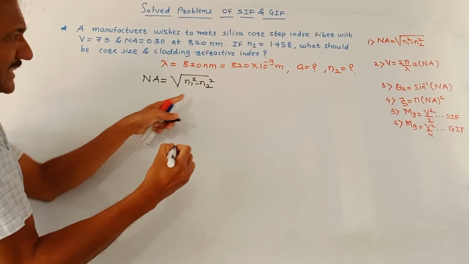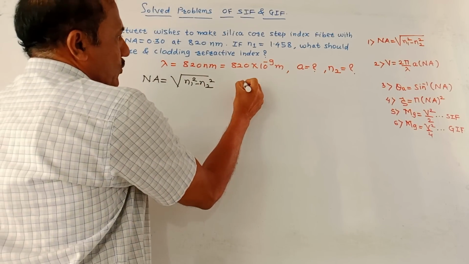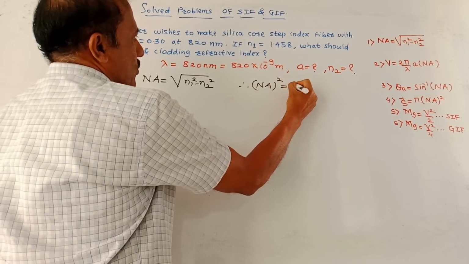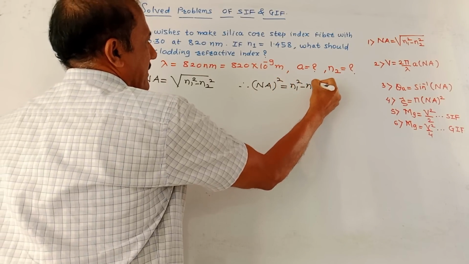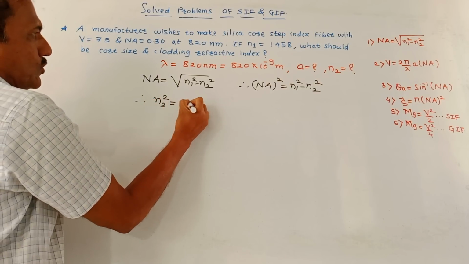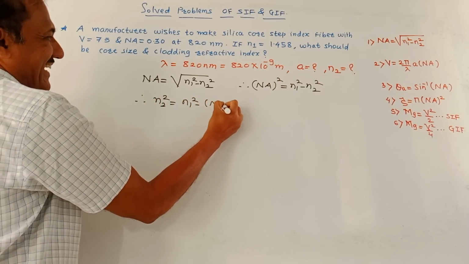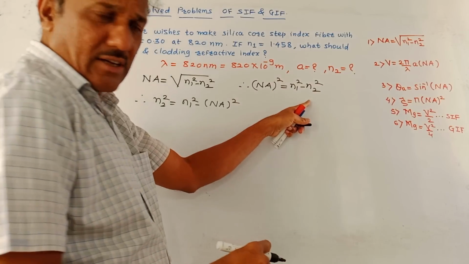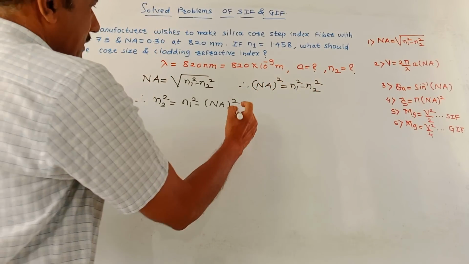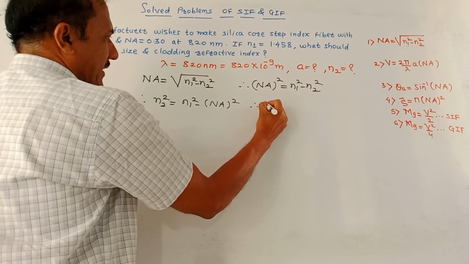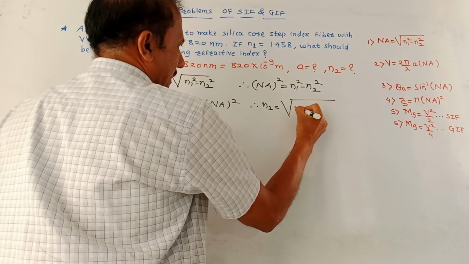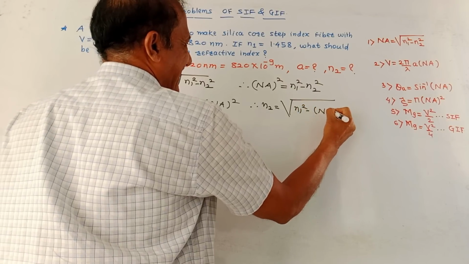Take square on both sides because I need to calculate the value of n2. So taking square on both sides, NA square is equal to n1 square minus n2 square. Therefore, n2 square is equal to n1 square minus NA square. Simply I have rearranged the equation. This n2 square is taken to the LHS, NA square is taken to the RHS. Then we need to calculate n2, so take the square root of this. So it becomes n2 equals square root of n1 square minus NA square.